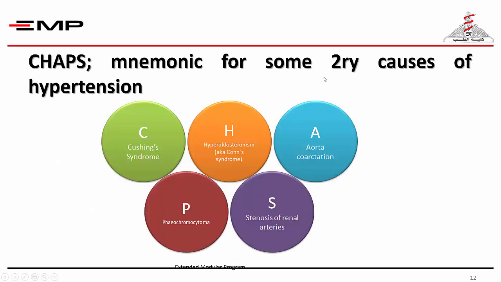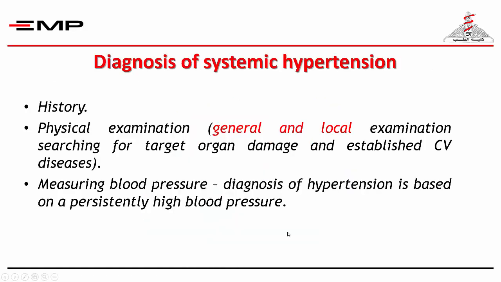A mnemonic for some secondary causes of hypertension is CHAPS. C for Cushing syndrome, H for hyperaldosteronism, also known as Conn's syndrome, A for aortic coarctation, P for pheochromocytoma, S for renal artery stenosis.